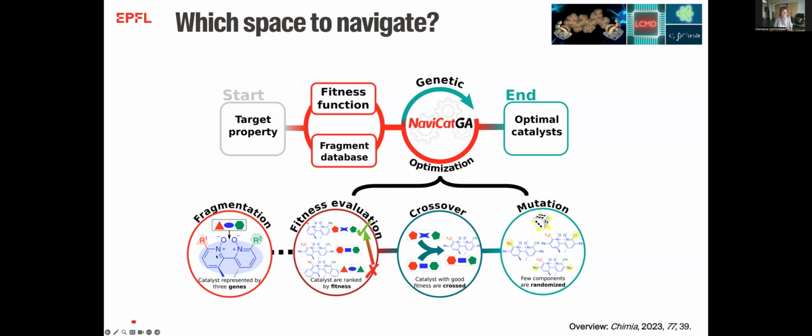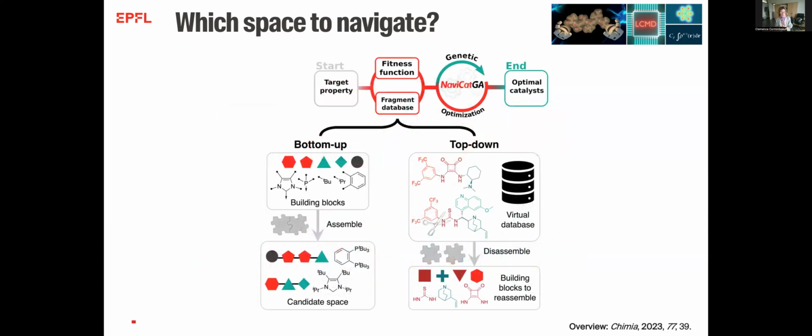But the key point that is related to the present talk is that you have to define the fragments, and you have to define the genes, if you want, how these fragments or genes can be assembled together. For that, there are two main strategies in general.